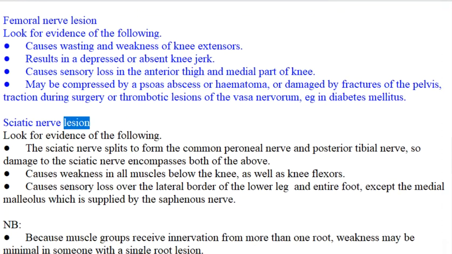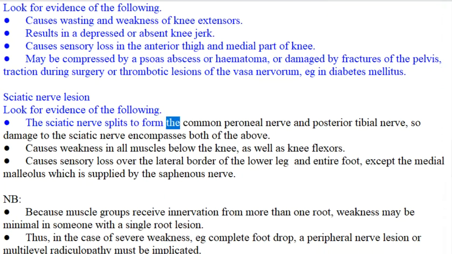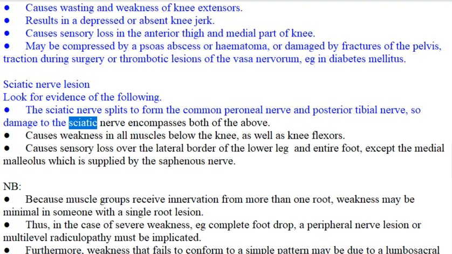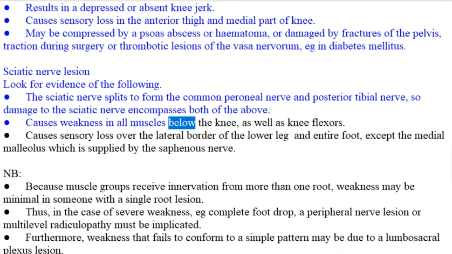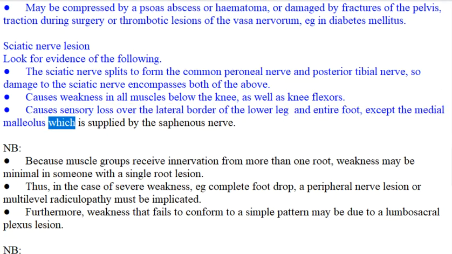Sciatic nerve lesion. Look for evidence of the following. The sciatic nerve splits to form the common peroneal nerve and posterior tibial nerve, so damage to the sciatic nerve encompasses both of the above. Causes weakness in all muscles below the knee, as well as knee flexors. Causes sensory loss over the lateral border of the lower leg and entire foot, except the medial malleolus, which is supplied by the saphenous nerve.